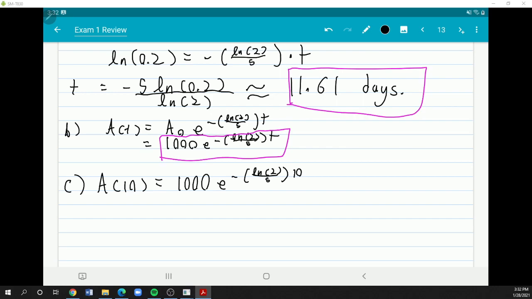So let's plug that in. 1,000 times e to the minus log 2 divided by 5 times 10. All right, so I get 250. And what would the unit be? Milligrams. And that's the answer to part C.